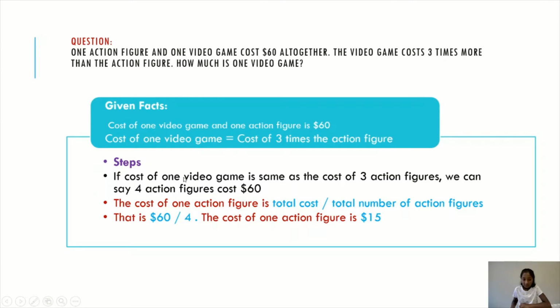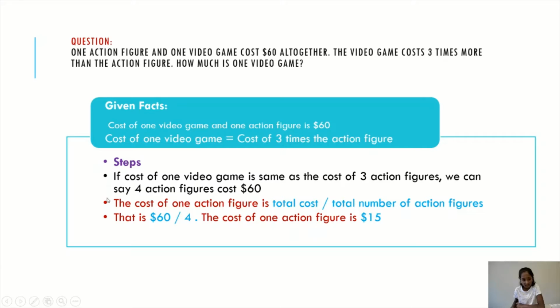So, why there is 4 action figures is because we know that right here, cost of one video game is 3 times the cost of the action figure, and there's still one more action figure left. See? One action figure. And one video game costs $60 altogether. So one action figure plus the video game, which is 3 action figures, costs $60. So 4 action figures cost $60.